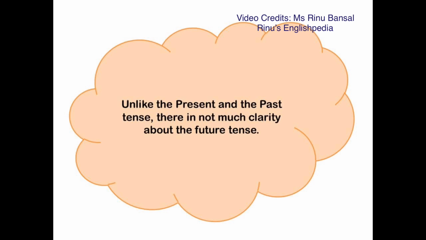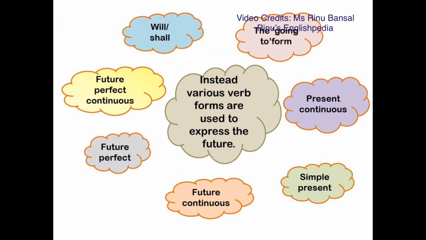Unlike the present and the past tense, since there is not much clarity about the future tense, we do not call it the future indefinite tense, rather, we call it the future time references. This is so because various verb forms are used to express the future. For example, the verb forms will, shall, the going to form, the present continuous, the simple present, the future continuous, the future perfect, and finally the future perfect continuous forms. In this video, I will deal with all these forms one at a time.